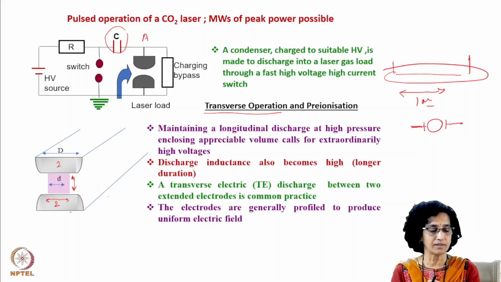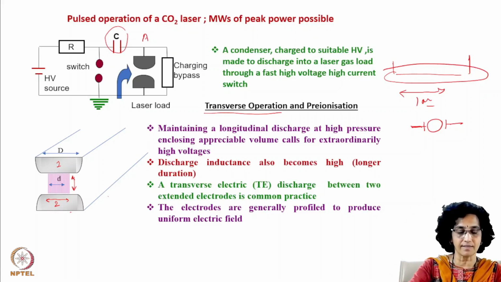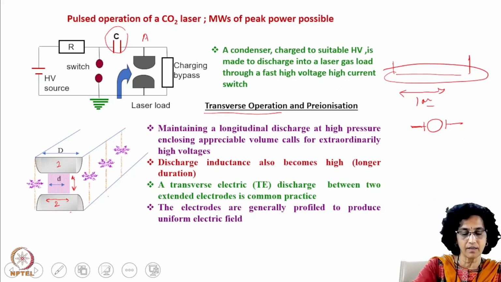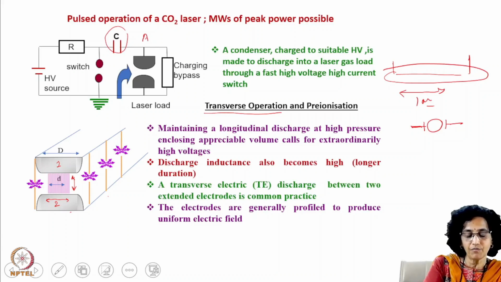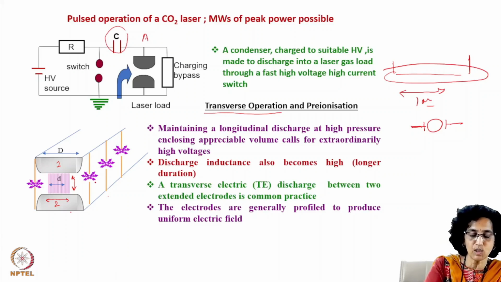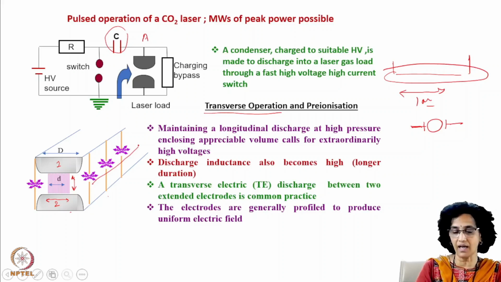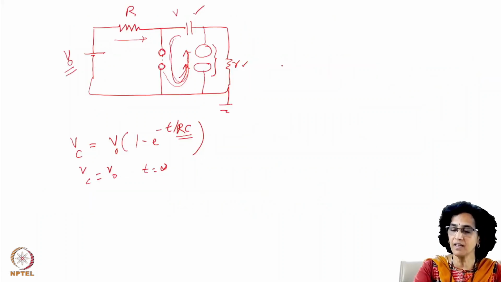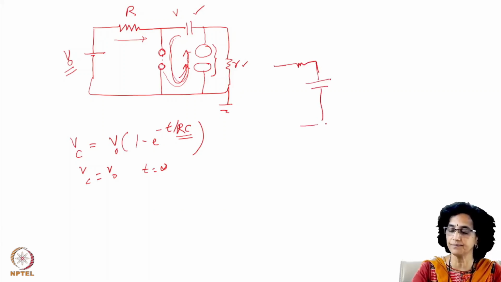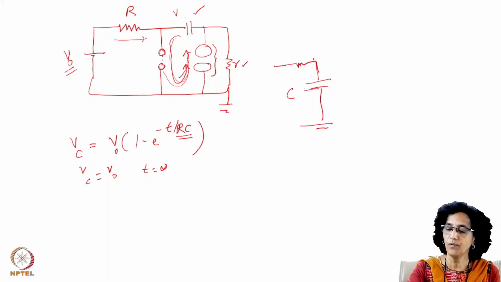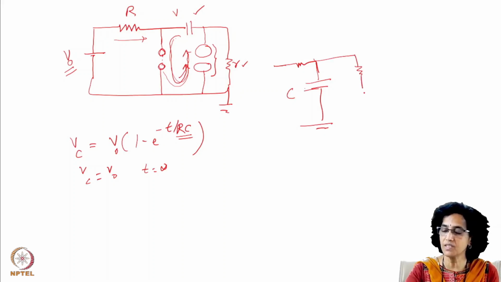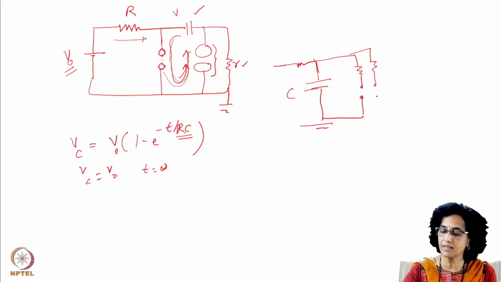So to avoid that, what is done is that we create small arc discharges along the length. How are these arc discharges created? Once again, basically you have a charged condenser, C, which is made to discharge through various pins that are ballasted by resistances.